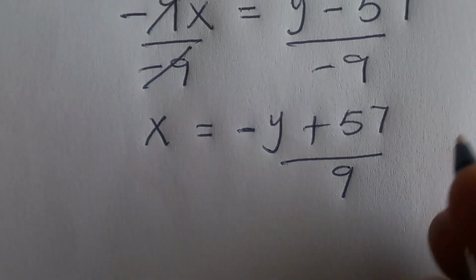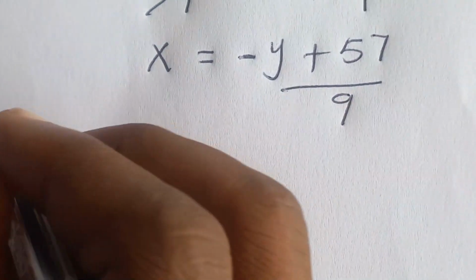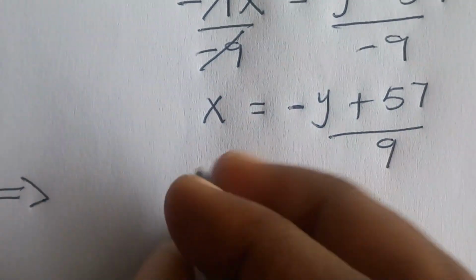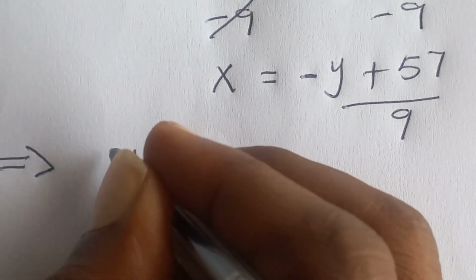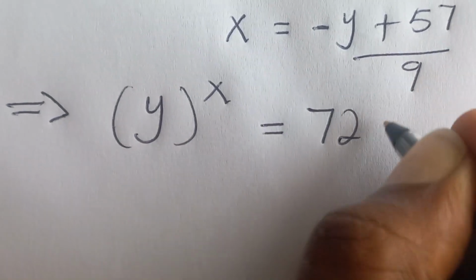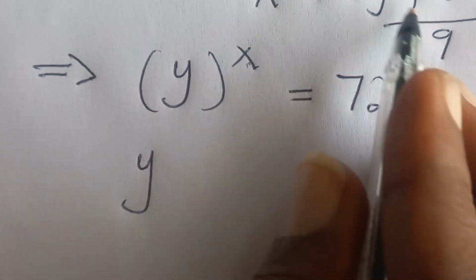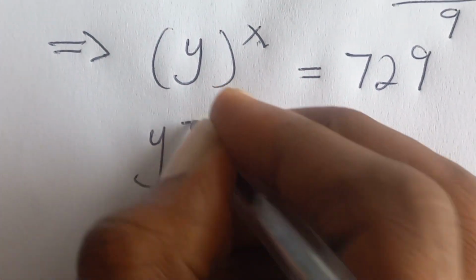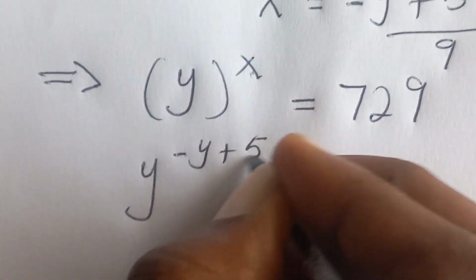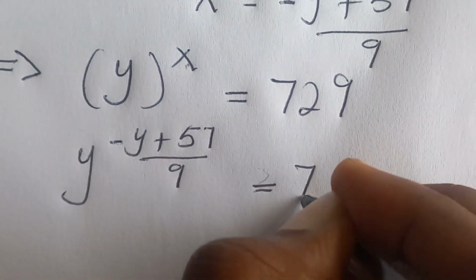So now let's put this into our equation. Our equation now becomes y^x = 729, where everything in the bracket is our y. And this x is now (-y + 57)/9, so we get y^((-y + 57)/9) = 729.